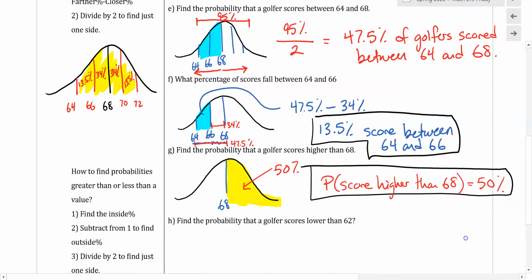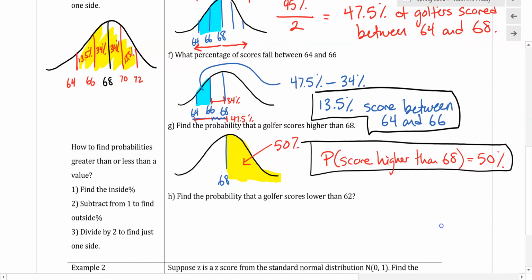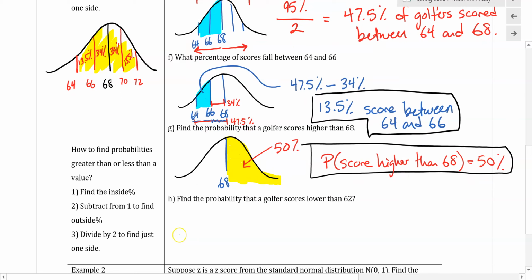Okay, let's give this one a shot. Find the probability that a golfer scores lower than 62. So 62 is low on the score, right? So here's 68, the middle ground. I go a standard deviation left, I'm at 66. Another one, I'm at 64. And 62 is 3 standard deviations to the left. And I'm trying to get lower than that. So I'm trying to look for that area right there.